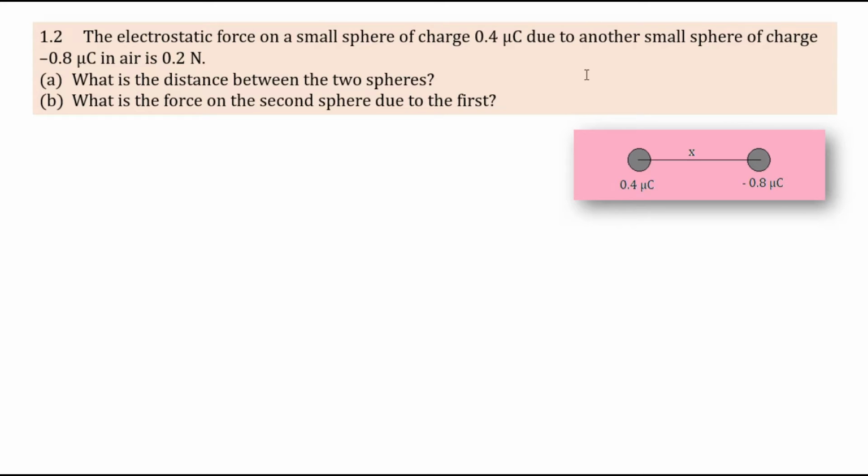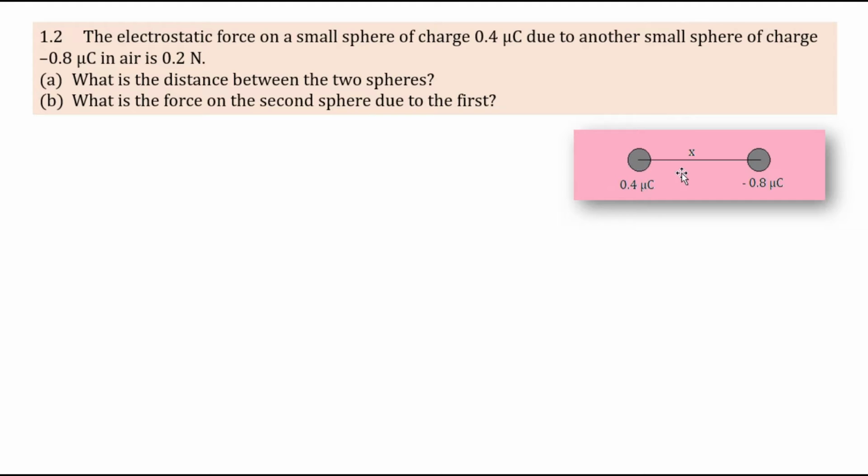Example 1.2. The electrostatic force on a small sphere of charge 0.4 microcoulomb due to another small sphere of charge minus 0.8 microcoulomb in air is 0.2 Newton. Then there are two questions. A. What is the distance between the two spheres? And B. What is the force on the second sphere due to the first?